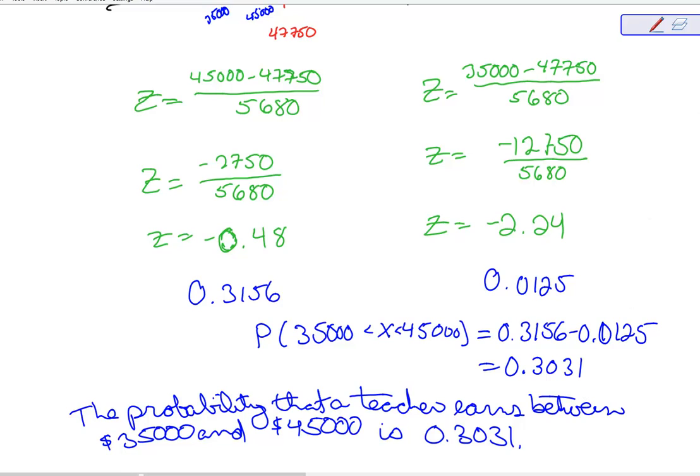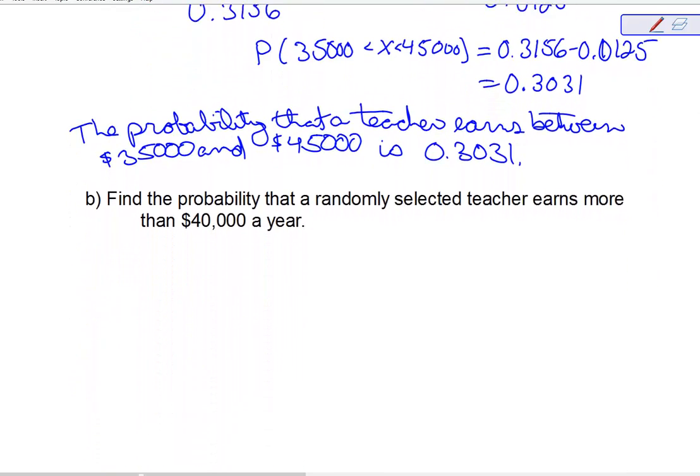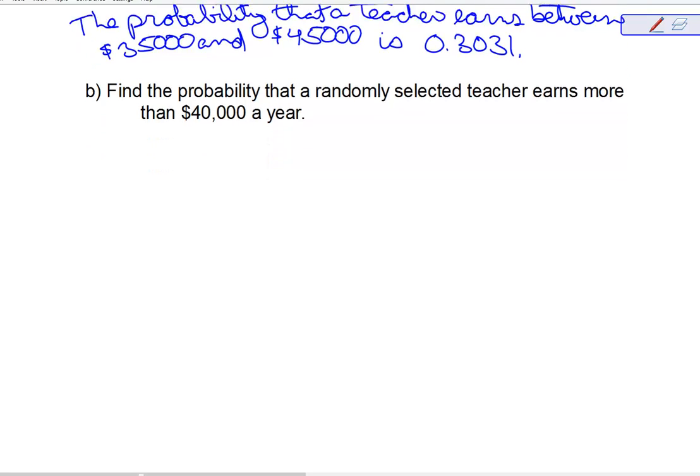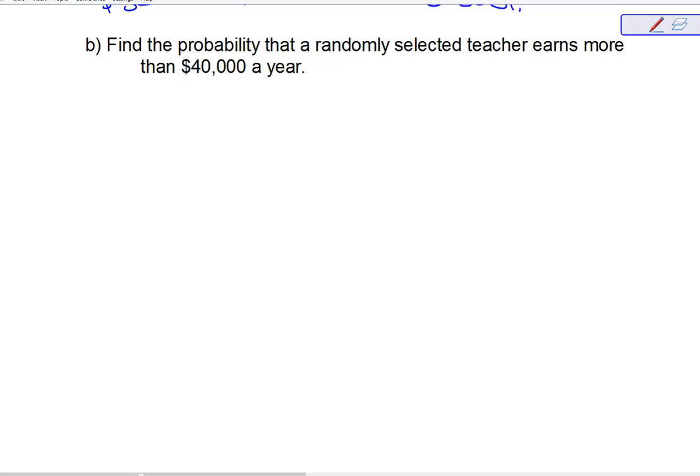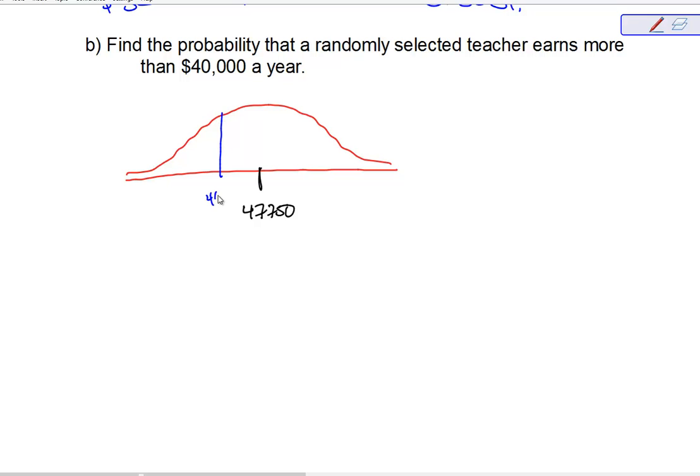Let's try another one. We're using the exact same information. We're still looking at the teachers, but this time we want to know what's the probability that they'll earn more than $40,000 per year. So we're still going to draw our normal distribution curve, and our mean was 47,750, but we want to know more than $40,000. So more than means we're shading to the right this time.